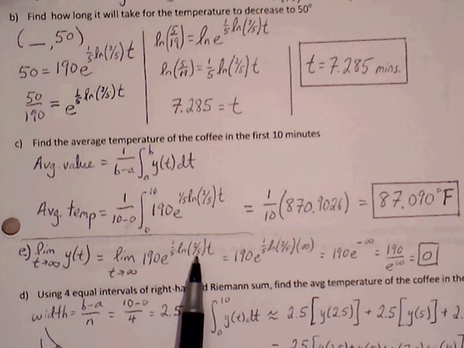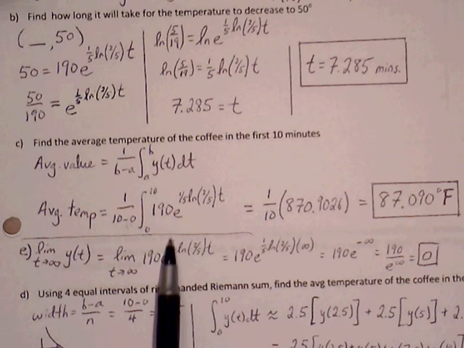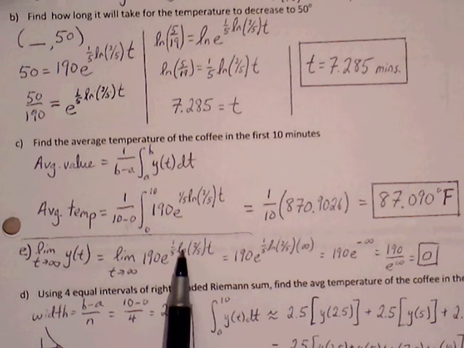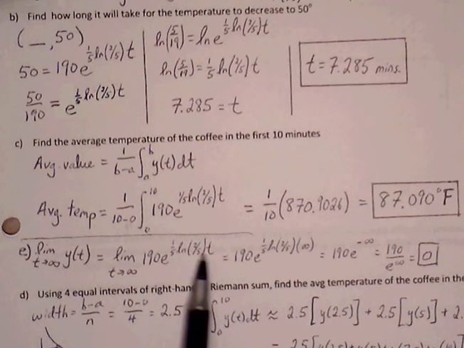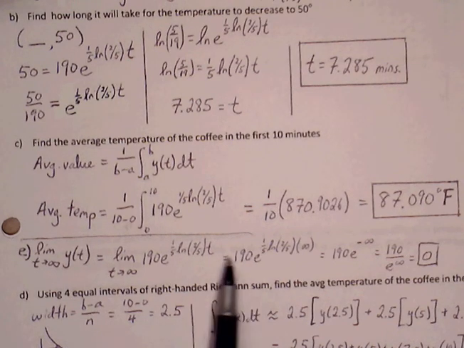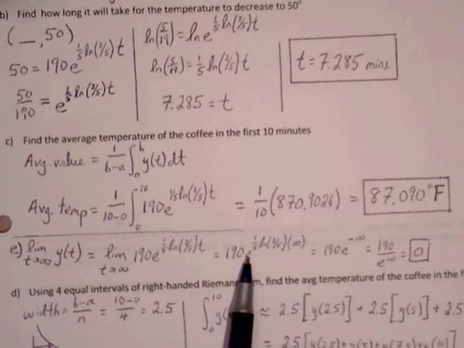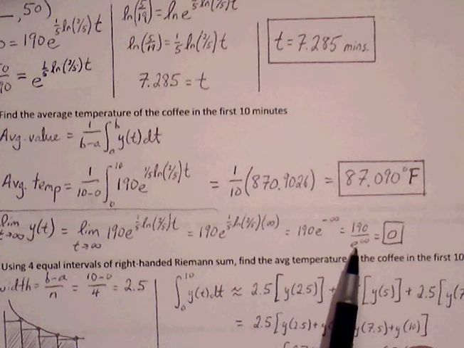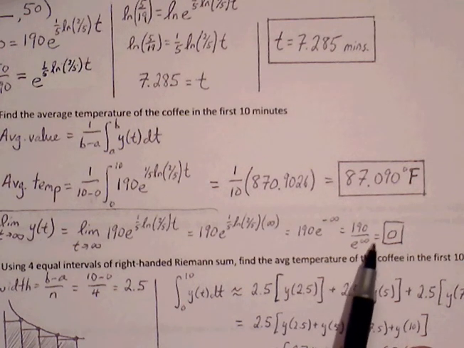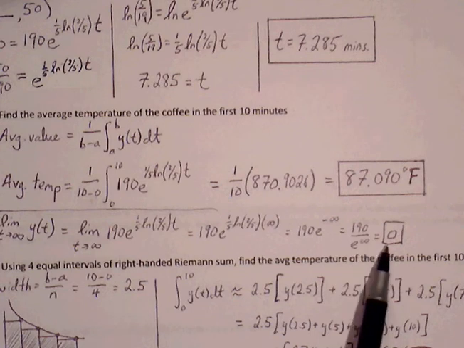Natural log of 1 is 0. Anything above natural log of 1 will be a positive value. Any natural log value between 0 and 1 will be negative. So think of this as just one big negative coefficient. So negative times infinity will be negative infinity. So really, this is e to the negative infinity, which is essentially going to be e to the infinity in the denominator. And if you have 190 over an infinitely large number, then this expression will go to 0.